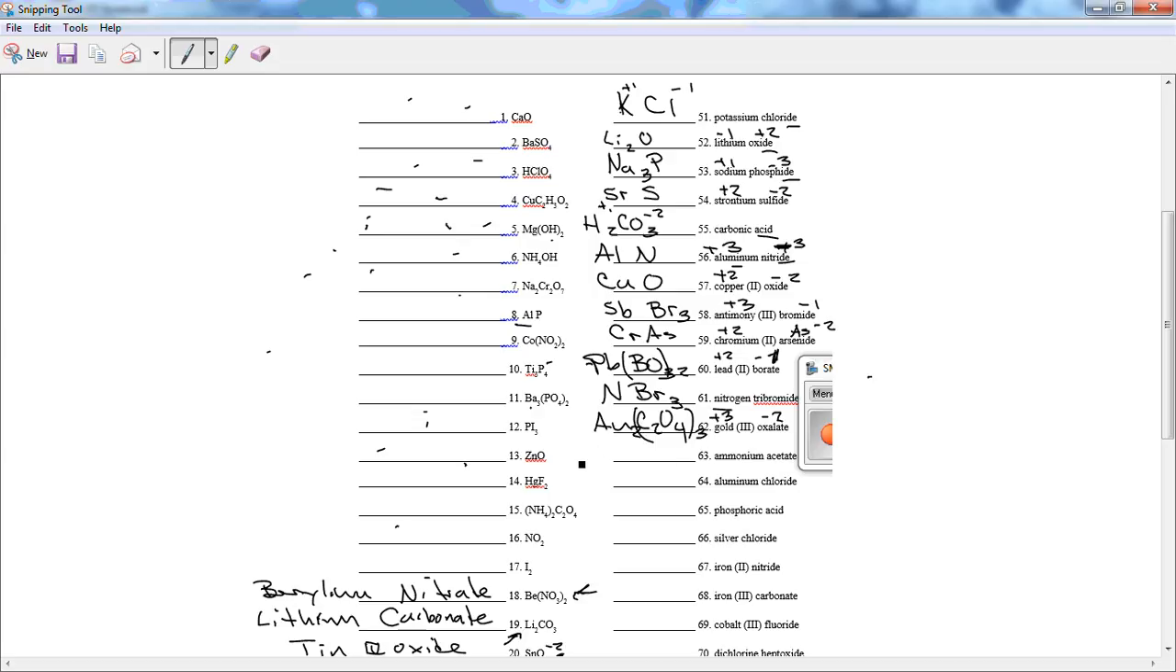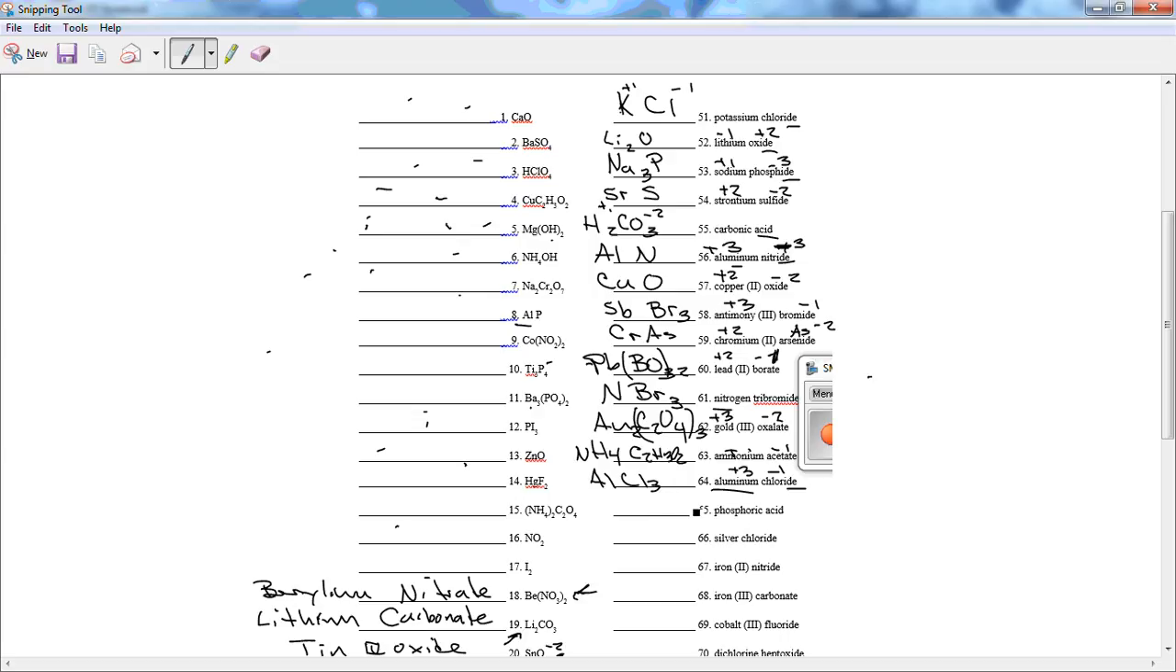Ammonium acetate. Ammonium is always NH4. Acetate is C2H3O2, plus 1, minus 1, so we're done. Aluminum chloride, finally another ide, metal ide. So it's just Al, Cl, plus 3, minus 1, AlCl3.